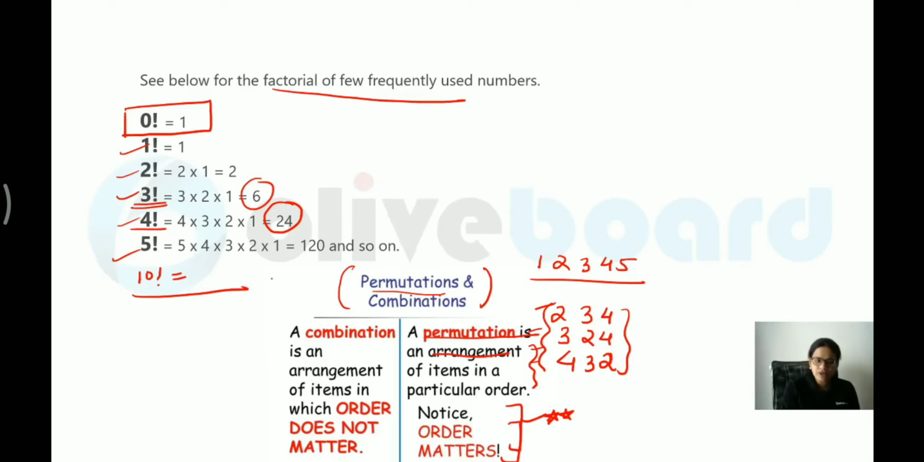But that is not the case in combination. Combination is just the selection over here. So when I am selecting 2, 3, 4, it is the same as selecting 3, 2, 4. So both of these are the same when you are selecting any number. Are you getting my point? Yes. So whenever a combination or selection is there, the order does not matter. But when we are talking about the permutation, the order is also important in this case. I hope all of you are getting it.